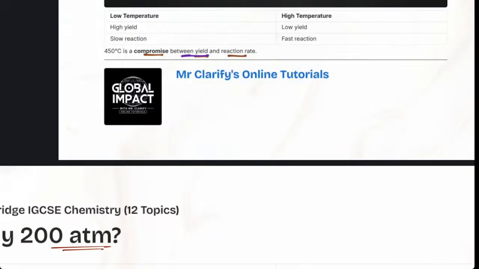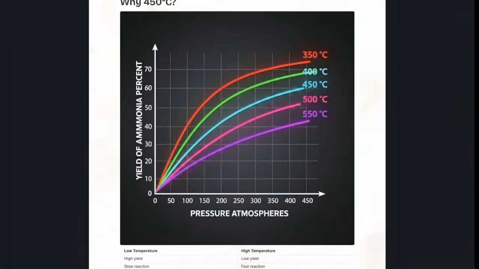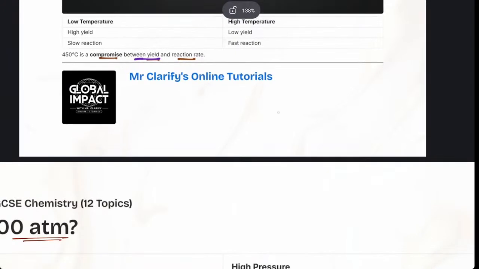We know Le Chatelier said it will fight you. So if you decrease the temperature, it will fight you and move to the right, to the exothermic direction, to increase the temperature which you are decreasing, which will be good news for us. We'll get more ammonia, but then it will be too slow.